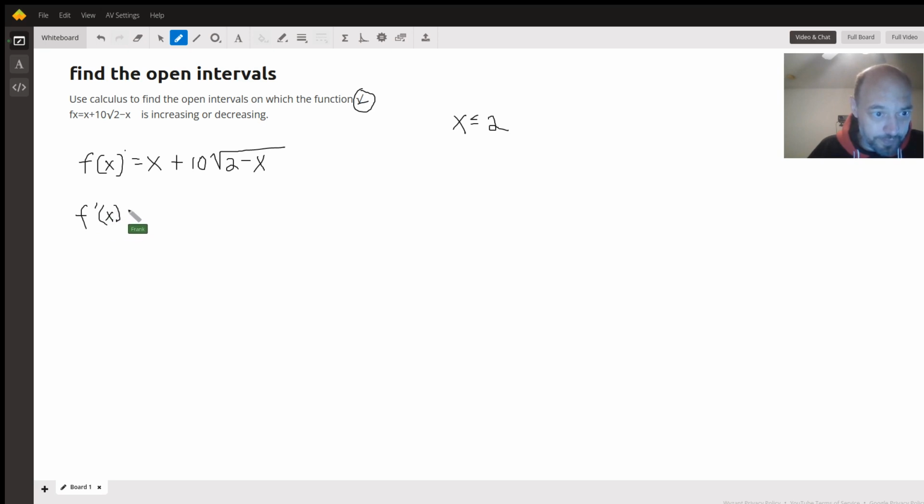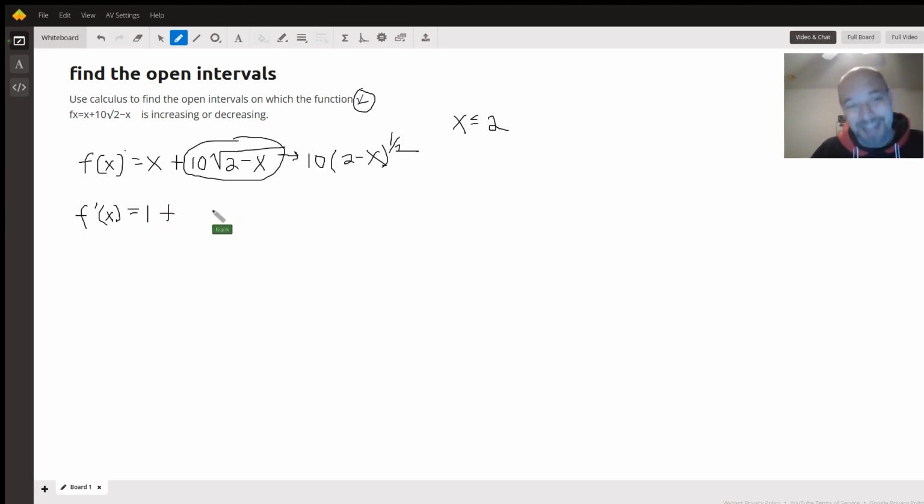First derivative. The derivative of x is 1 plus. I'm going to rewrite this part. I'll just circle it and rewrite it so it's easier to deal with in derivatives. Remember, this is 10 times (2 minus x) to the 1/2 power. So it's the derivative of the outside times the derivative of the inside. We have to take the chain rule. The derivative of the inside, the derivative of 2 minus x: the derivative of 2 is 0, and the derivative of negative x is negative 1.